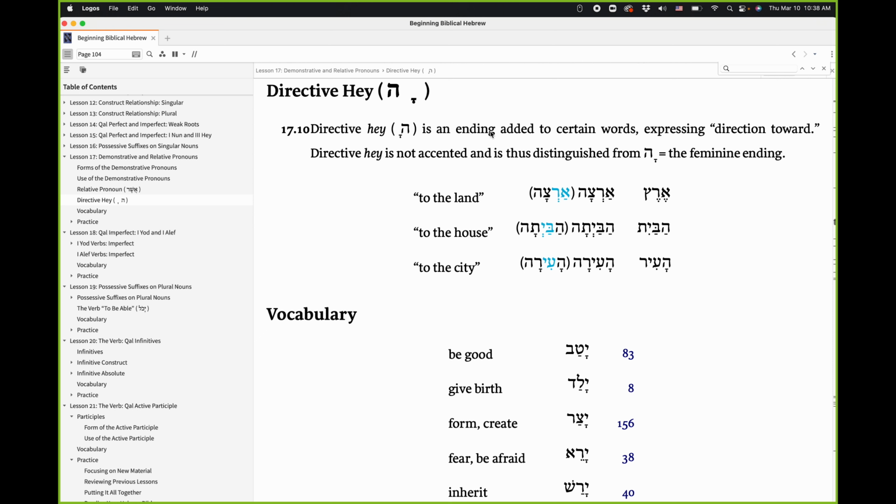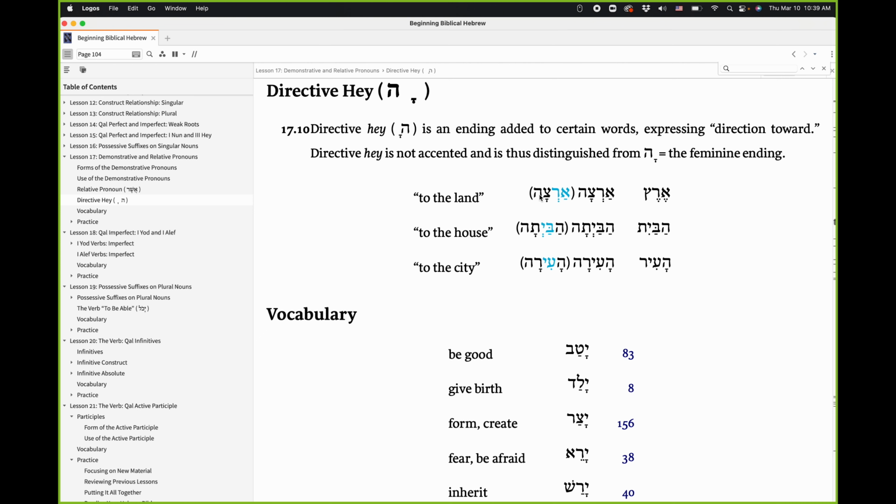Okay, that's basically the way to go about it, because I don't think there's anything unique about the morphology here. Now, again, this is not the he with the mappiq, that is the 3fs possessive or object suffix. That is a different form. That will have the dot inside the he, the mappiq. This is actually a he vowel. This is an open syllable. The mappiq shows you that it's a closed syllable. So don't get that confused.